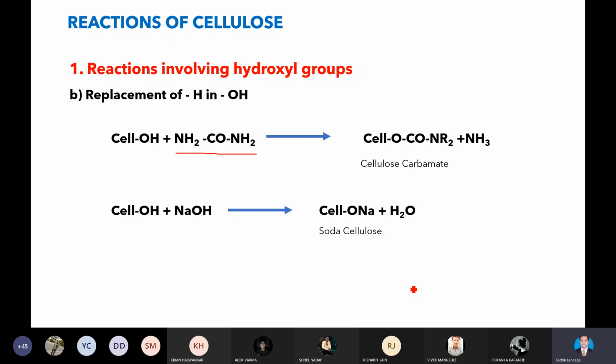Next is the reaction of cellulose with sodium hydroxide, which we have already discussed. This particular reaction comes in both categories. Here we are replacing the hydrogen with sodium, so there is the replacement as well as an addition of Na. That is the formation of soda cellulose. So this particular reaction falls in both categories.